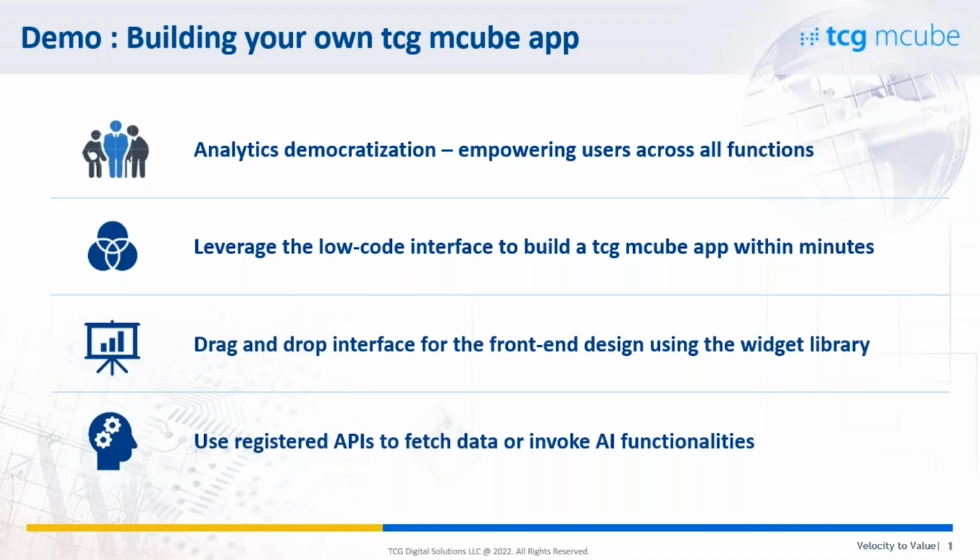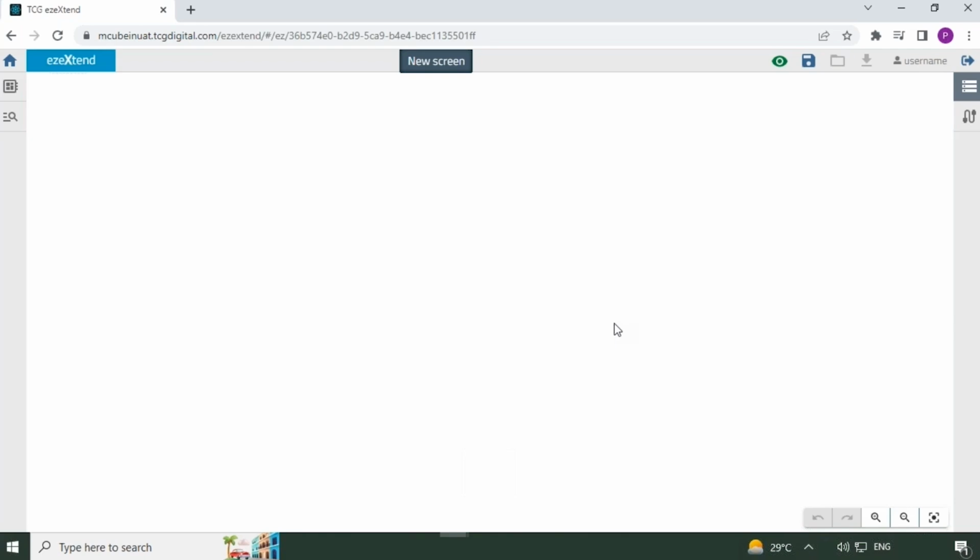As a part of the demonstration, we'll show the drag and drop interface, which we use for the front-end design using our comprehensive widget library. We would also show how we can use registered APIs to fetch data or invoke AI functionalities from the mCube app. So as a part of the demo, we will start with a blank screen.